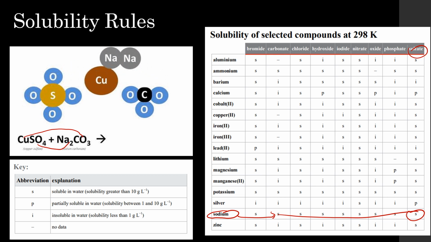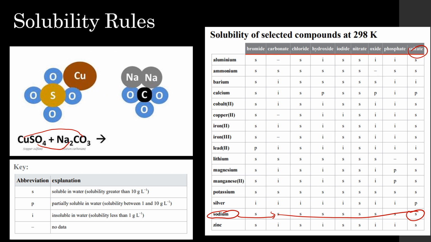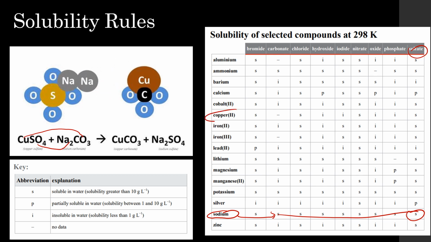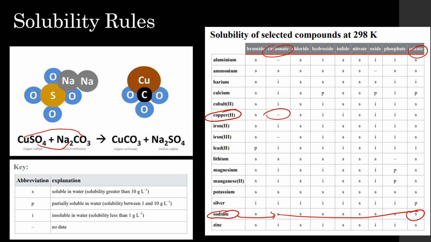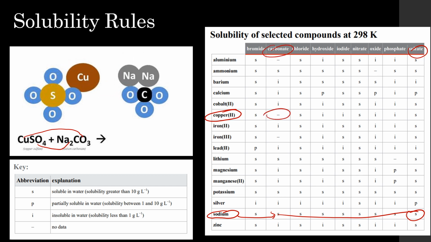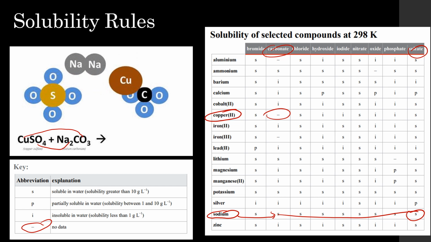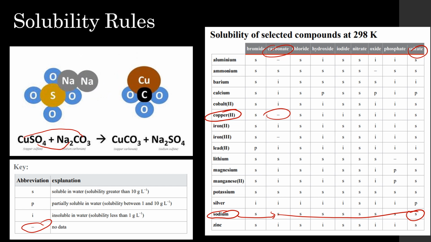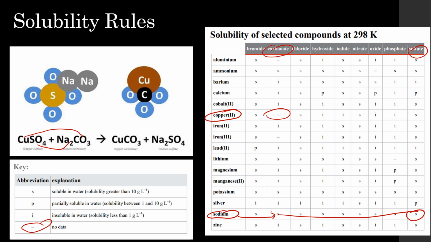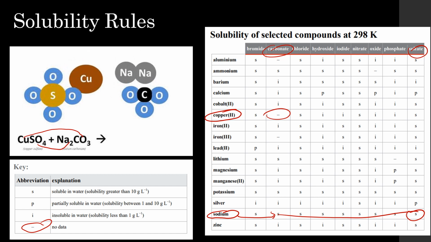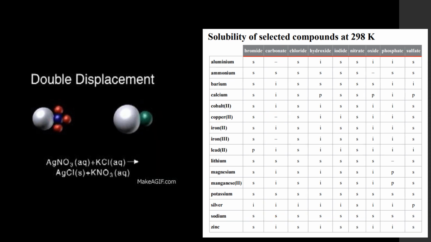And what's the other product? It's going to be copper carbonate. So I look at copper. So copper, there we go, and carbonate. And what do we know? We have no data on that. In fact, it's actually going to be a form of precipitate in this case. And this is what we call a precipitation, I suppose. That's the solid that will form.